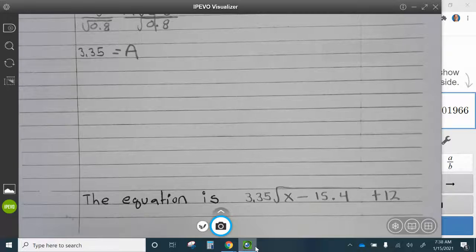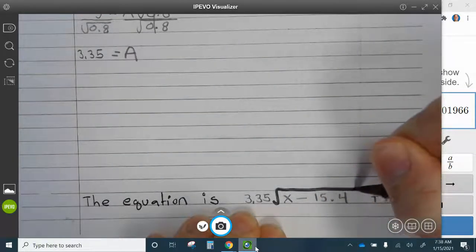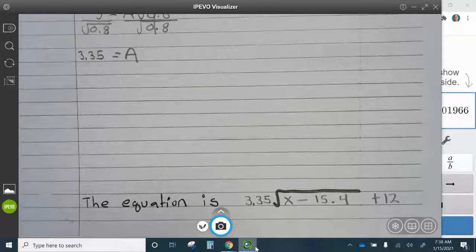And we need to use this so we're clear on what's underneath the square root. The plus 12 should be on the outside of the square root. All right, let's take a look at question 2.